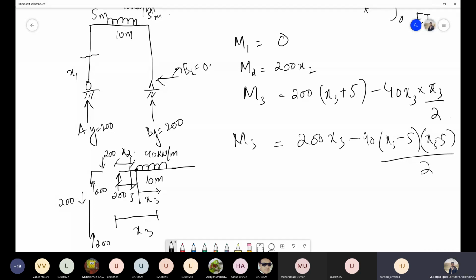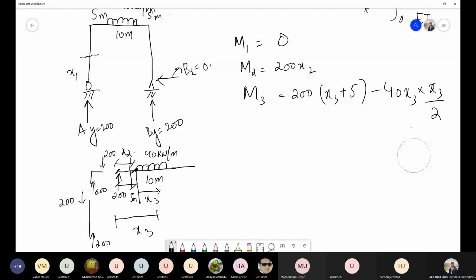5 is the distance from this point to this point in the original question. For example, if I ask you that this is the beam, 200, this distance is x3, you need to find out the moment at this point. This distance is 5 meters. What will be the moment at this point?